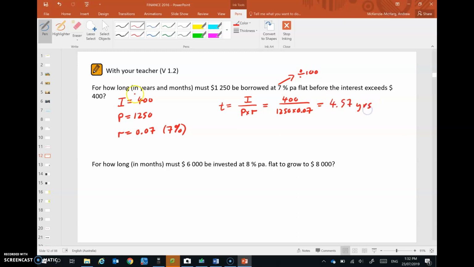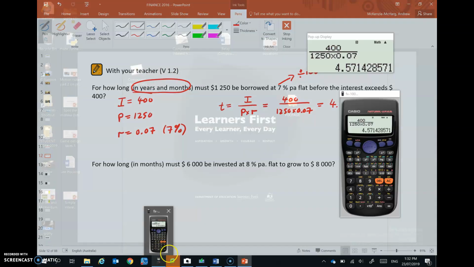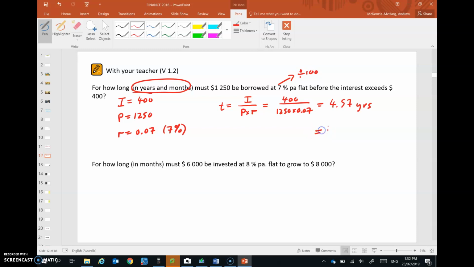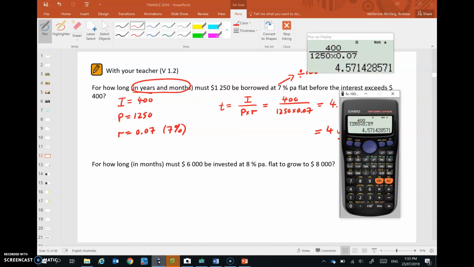But the question asks for the answer in years and months. So the way I like to do this is, well, I know that it's 4 years, so we've got that bit. And 0.57 of a year, how many months is that? It's a bit over half of the year, so a bit more than 6 months. What I'll do is get rid of that 4 by subtracting the number of years, so I've just got everything after the decimal point.